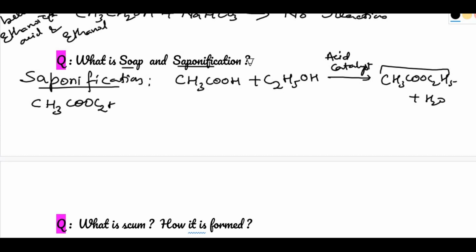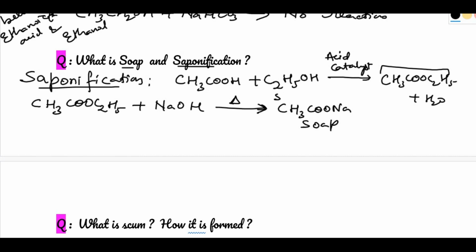This ester is going to help us in soap making. CH3COOC2H5 reacts with sodium hydroxide, and on heating we get CH3COONa. This is a soap molecule. This is sodium ethanoate, a soap molecule, which is a salt. Sodium ethanoate plus C2H5OH, that is ethanol. This reaction is called saponification.